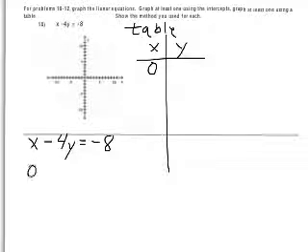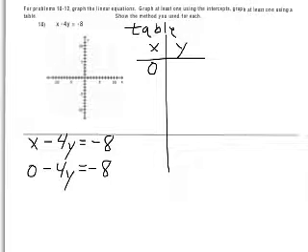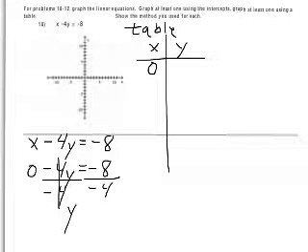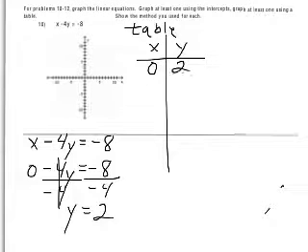So where x is 0, minus 4y equals negative 8. Okay, so we divide to get the y alone. We divide by negative 4. The 0 isn't doing anything. Divide this by negative 4. And so we get y, because this cancels out, equals 2. Okay, so when x is 0, y is 2.